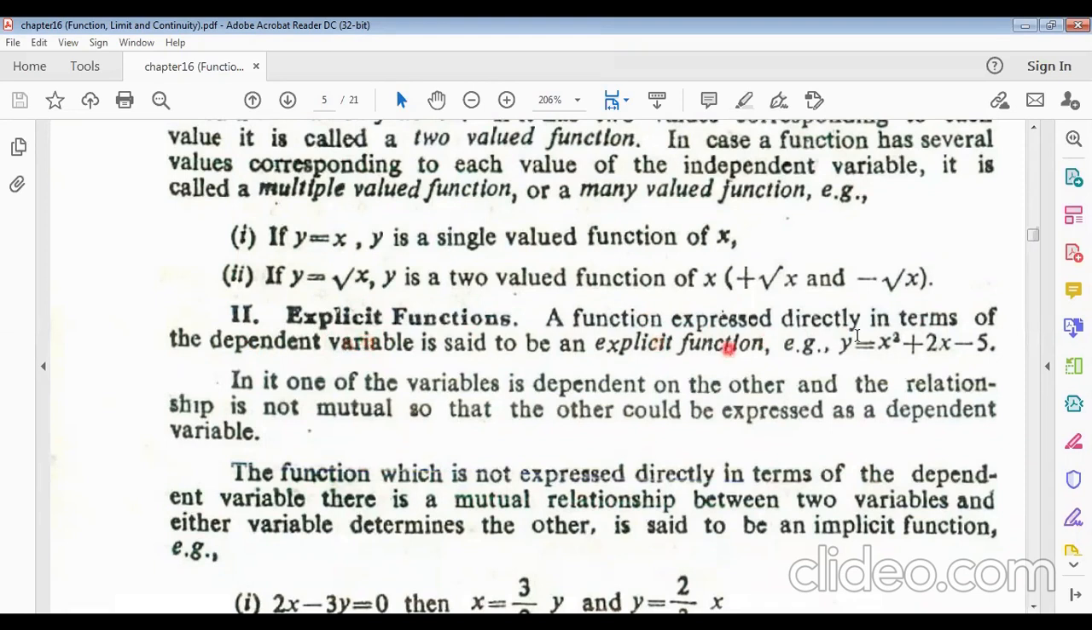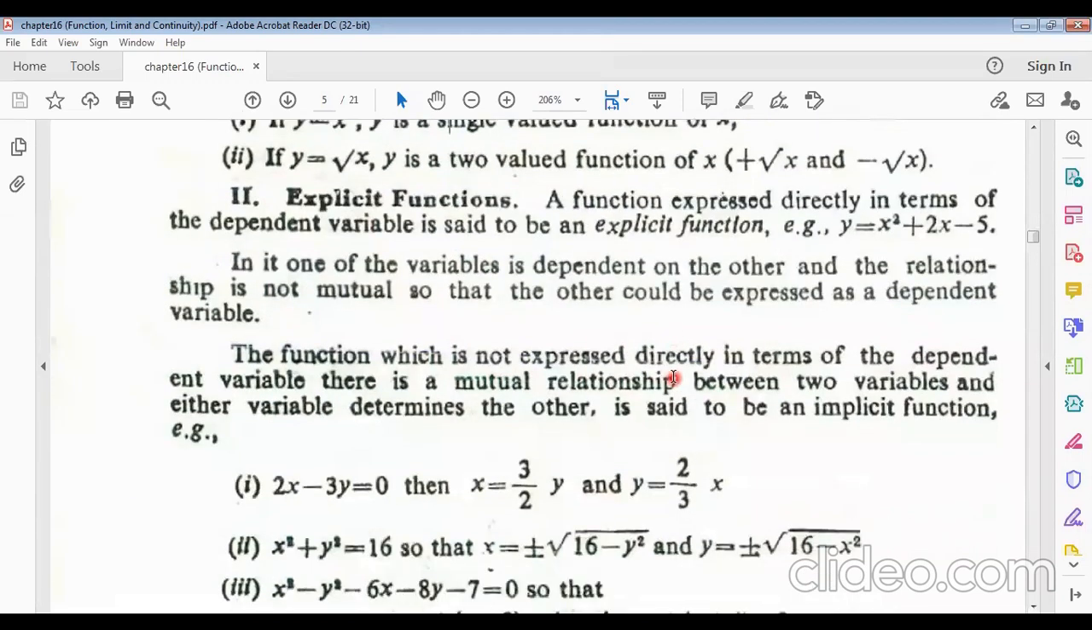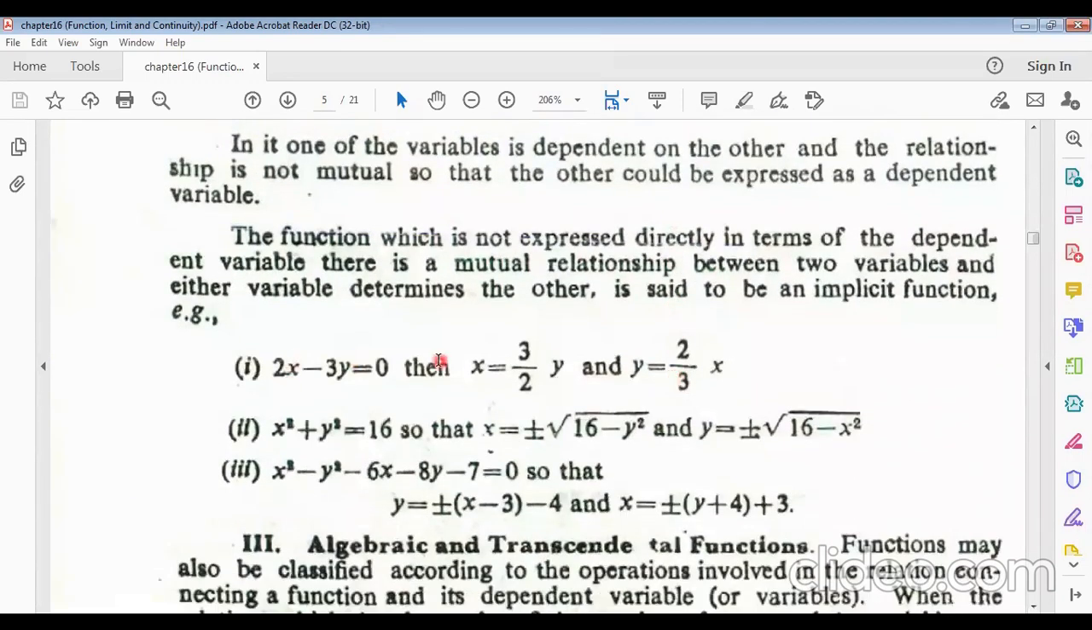Remember it. So for these types of functions, suppose y equals x square plus twice x minus 5. Here x is the independent variable and y is the dependent variable. So y can be expressed directly in terms of x. It's called an explicit function. This is an example of an explicit function. Remember it.